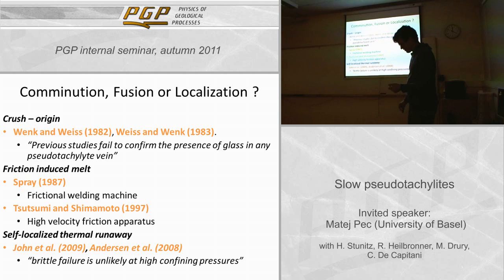The argument was, if I got it right, that brittle failure is unlikely at high confining pressures. So if we observe some pseudotachylites in the mantle or in the lowermost crust, it is likely that they form through extreme strain localization.